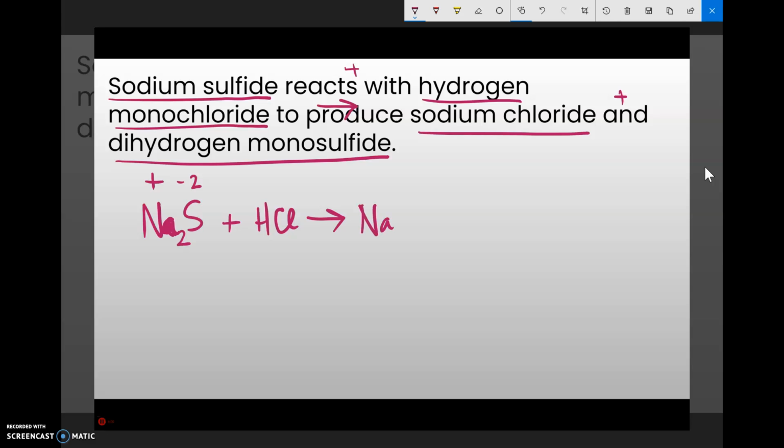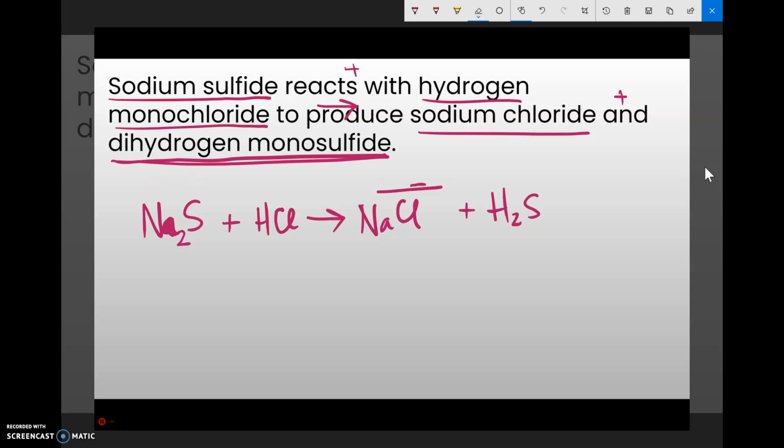Sodium chloride, again, look at your charges. Sodium in group 1 has a +1 charge. Chlorine has a -1 charge. Those are just going to cancel. And as your plus sign, dihydrogen monosulfide is H2S. Again, I would give you that on a test, the ones that have these prefixes of di and mono and so forth. Okay, let's go ahead and balance this.